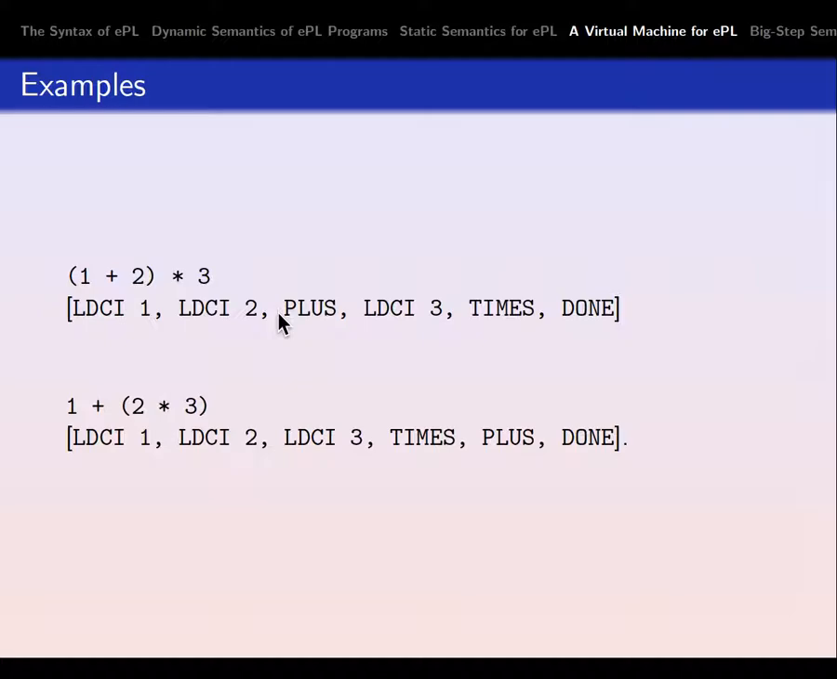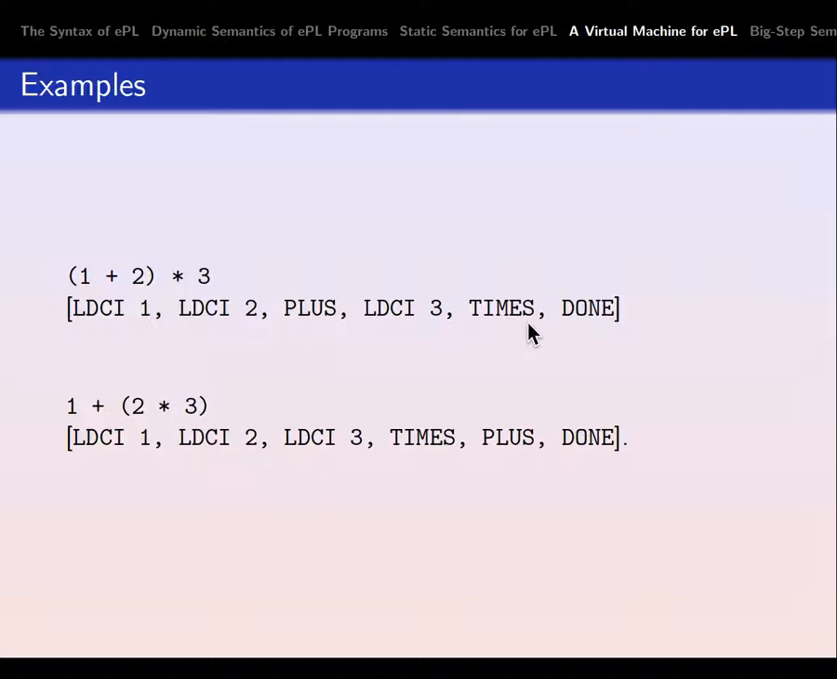So we have two examples. 1 plus 2 times 3 would be translated into LDCI 1, LDCI 2, plus. You see that LDCI 1, LDCI 2, and plus, these first three instructions are the recursive translation of 1 plus 2. Then I have 3. LDCI 3 is the translation of 3. I have E1 star E2. So I translated E1, I translated E2, and now I have to translate the star, times. And this is where the helper compiler stops. The helper compiler has been invoked recursively and produces everything up to times. And then the real compiler, which takes advantage of the helper compiler, comes and appends done.